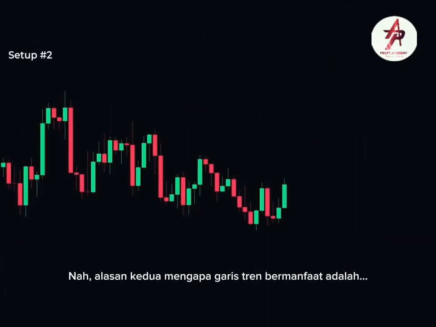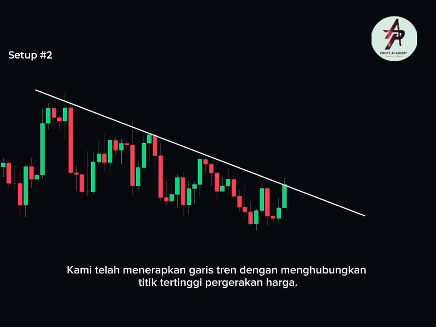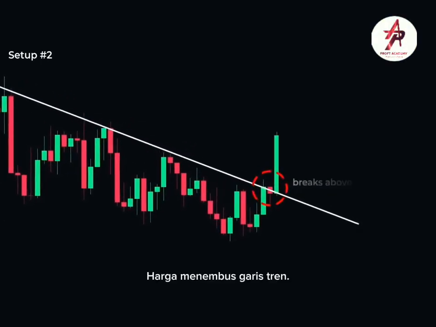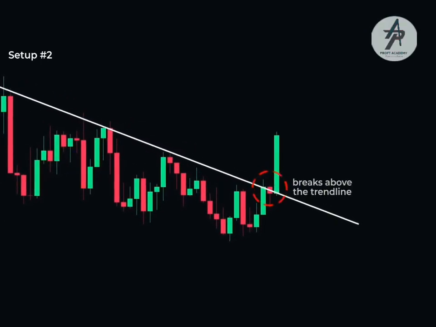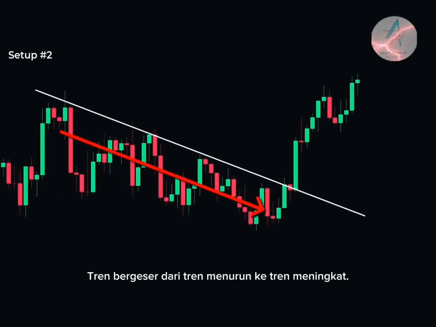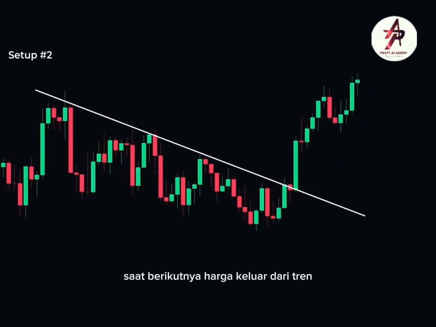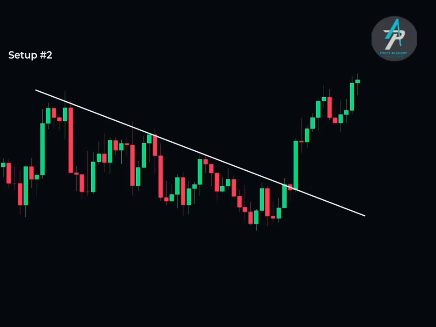Now, the second reason why trend lines are useful is that if price breaks a trend line, it could signal a possible change in trend direction. For example, in this chart, we've applied a trend line by connecting the swing highs, and it clearly shows that the market is in the downtrend. But right here, price broke above the trend line, and soon after, the trend shifts from a downtrend to an uptrend.